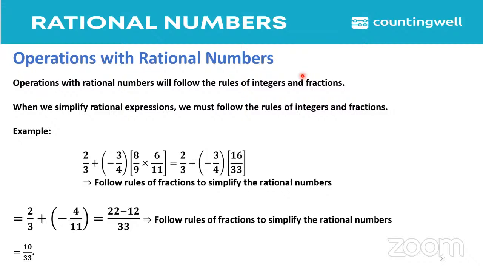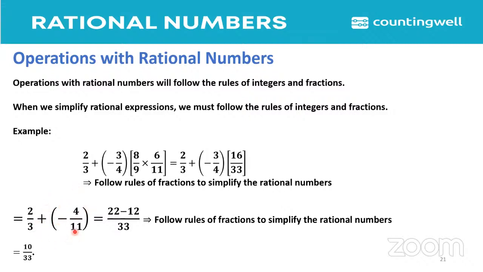So when we simplify rational numbers, for example, to simplify the expression given here, 2 by 3 plus minus 3 by 4 multiplied to the product of 8 by 9 and 6 by 11. So here we will solve the square bracket first. So this will be 16 by 33. We will follow the rules of fractions here. And then we are going to do the product of minus 3 by 4 and 16 by 33, which is minus 4 by 11. Then we are going to subtract these numbers.